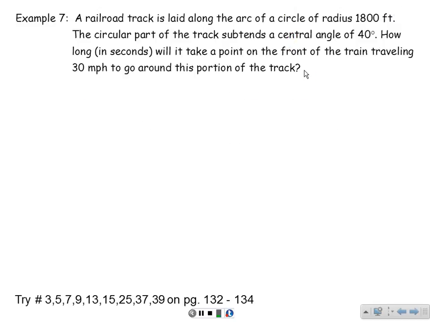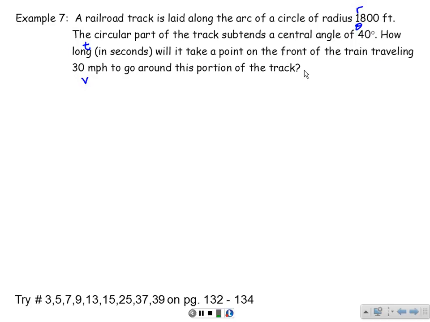Alright, last one. A railroad track is laid along the arc of a circle of radius 1800 feet. That's going to be your R. The circular part of the track subtends a central angle of 40 degrees. That's your theta, but it's in degrees, and we know we need it in radians, so we're going to have to do a conversion there. How long in seconds? That's going to be T. How long in seconds will it take a point on the front of the train traveling 30 miles per hour, this is a linear speed, to go around this portion of track? So we're actually looking for a time.